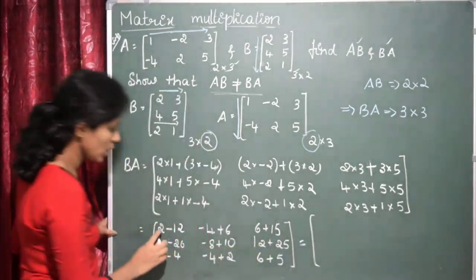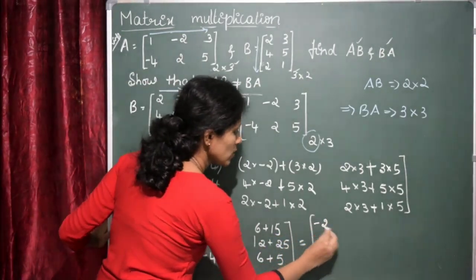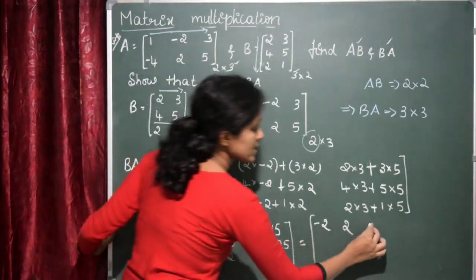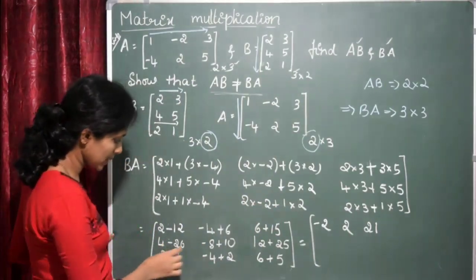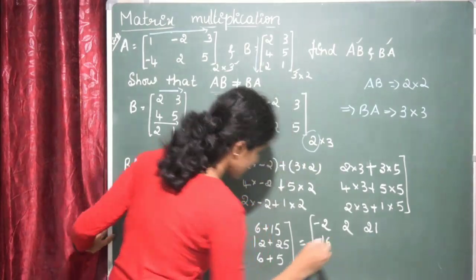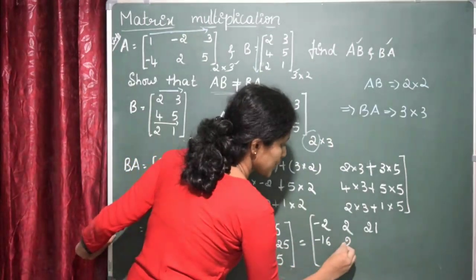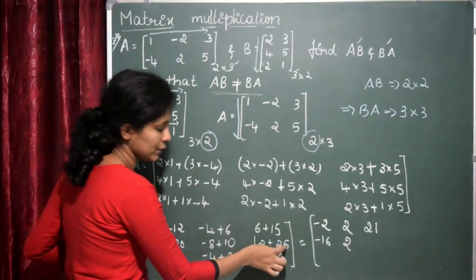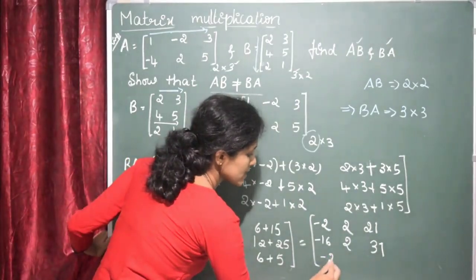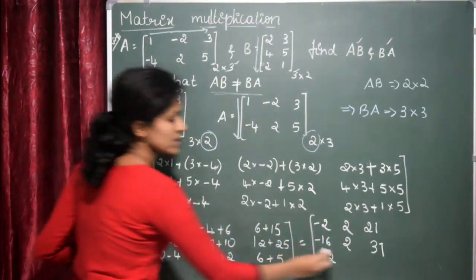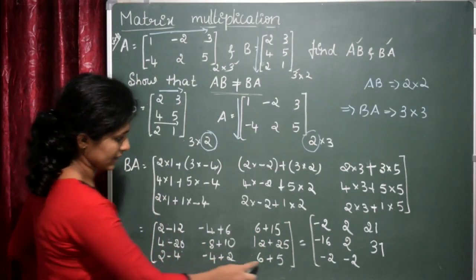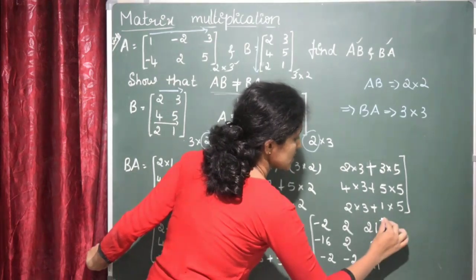So this will be equal to now 2 minus 12 is minus 10, and minus 4 plus 6 is 2, and here 6 plus 15 is 21. And this will be, what is this, 20, right? Yeah, 4 minus 20 will be minus 16. So this is minus 8 plus 10 is 2, and this is 12 plus 25 will be 37. So this is now 2 minus 4 is minus 2, and this is minus 4 plus 2 is minus 2, and here, yeah, correct, 6 plus 5 is 11. So this is the matrix BA.